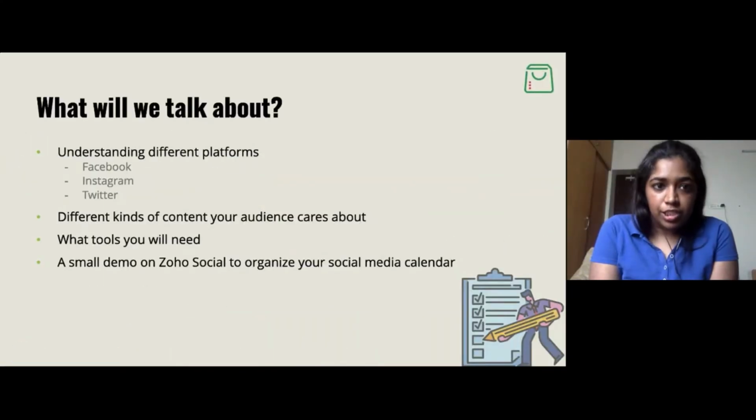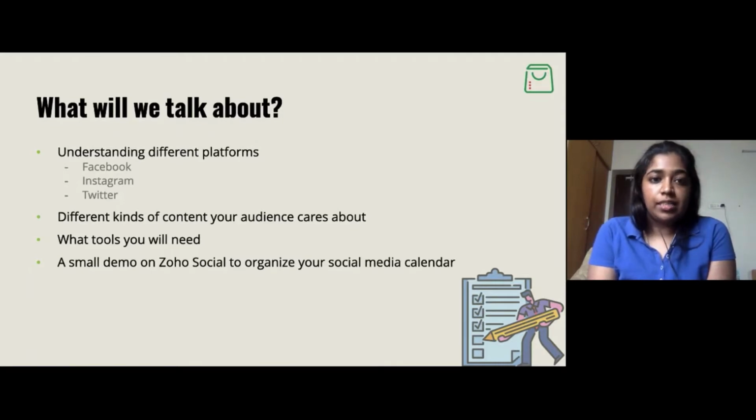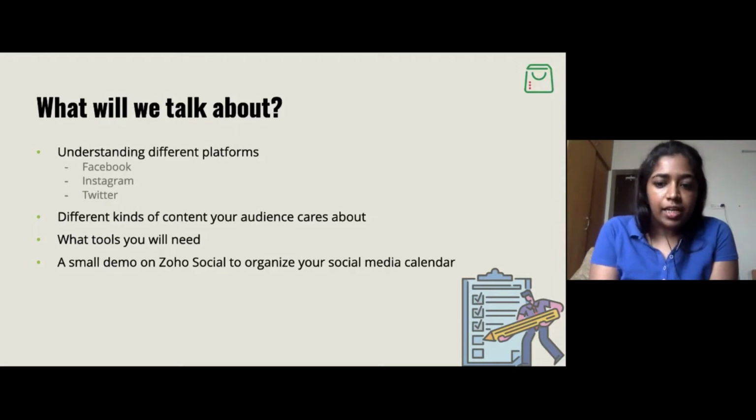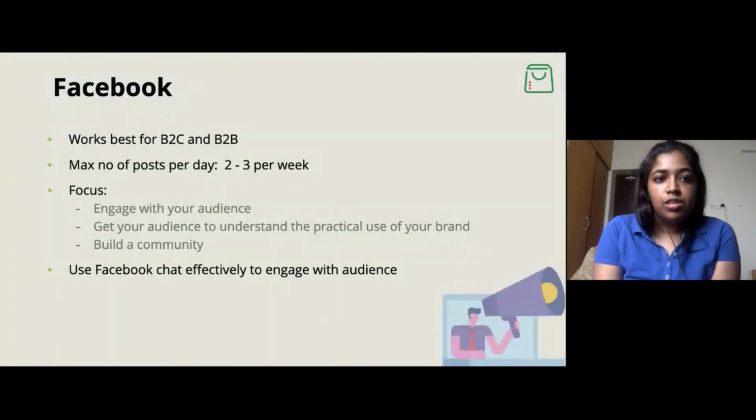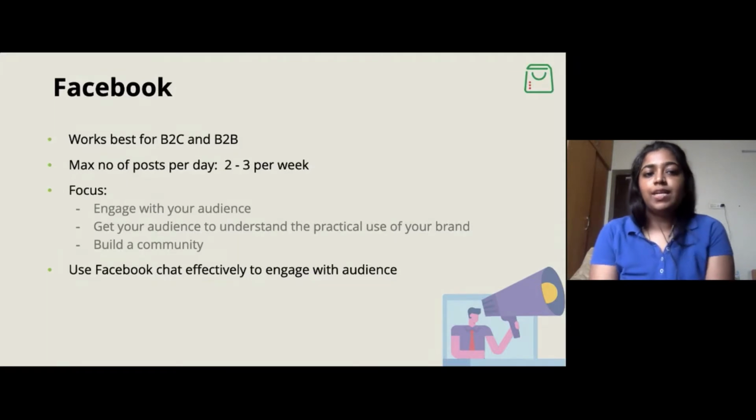All right. In today's session, what we are going to be talking about is the three platforms, basically Facebook, Instagram, and Twitter. So what you're going to see in these platforms is the different kind of audience you'll find in these platforms and the kind of content that will engage with the audience in these platforms, as well as the tools you will need to get started, and a small demo on Zoho Social, ideally which will help you organize your entire social media strategy. So on Facebook, ideally you will find customers who are both B2B as well as B2C.